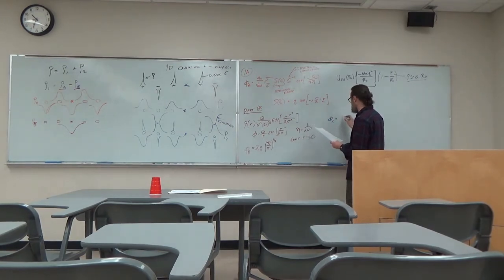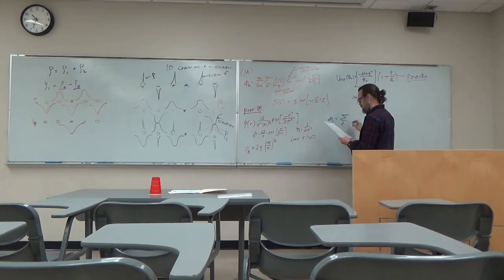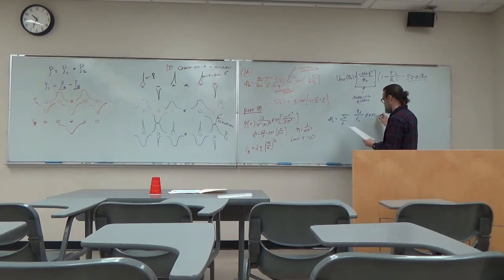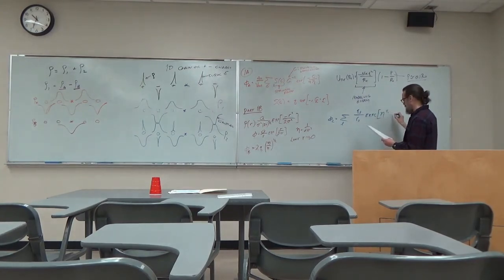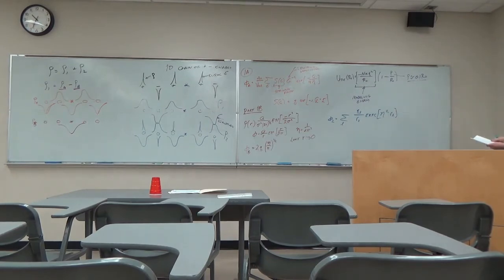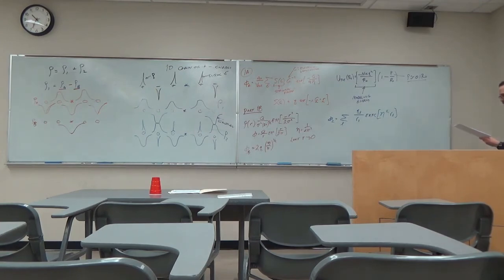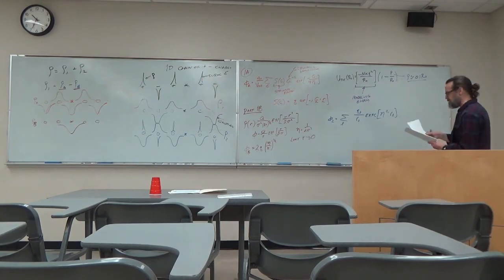V2 is equal to the sum over L of QL over RL, complementary error function of eta to the 1/2 RL. Now, this solution is for spherical shells with radius R sub L.